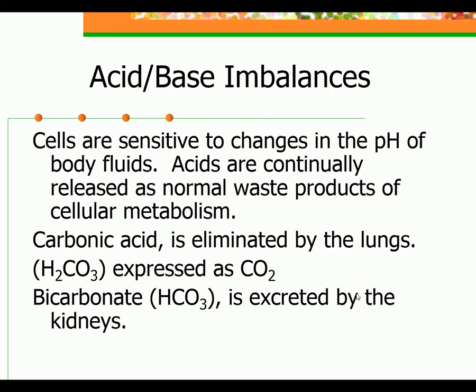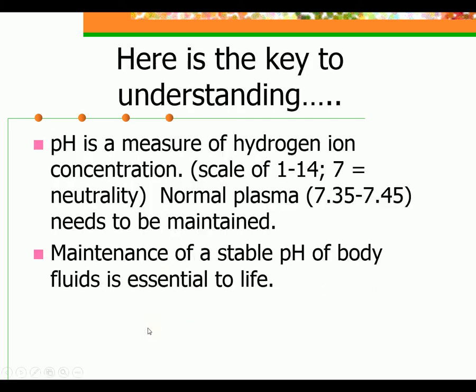Acid-base imbalances. Cells are very sensitive to changes in pH of body fluids. Thank goodness, because remember that narrow margin of normal. Acids are continually released as normal byproducts of cellular metabolism. Carbonic acid, what came through your mind? Should have been what? Lungs, respiratory. Remember, we cannot measure it as such, so we measure it in the form of CO2. Bicarbonate, HCO3, what should have come to your mind? Kidneys, metabolic. Carbonic acid, lungs, respiratory.